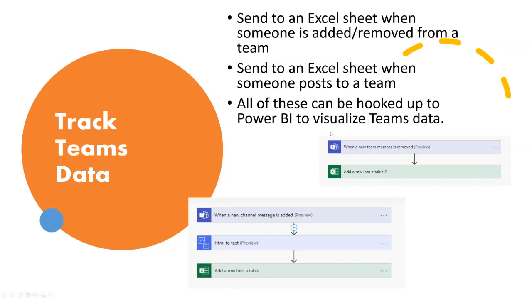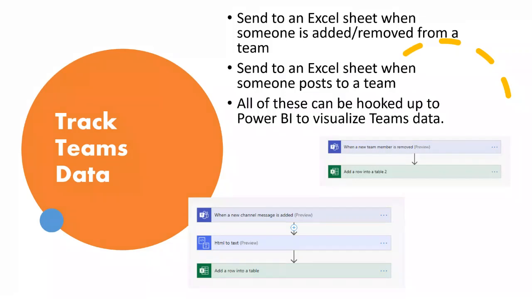But these Power Automates are super simple. For adding and removing, there is a Teams connector where when a new person is added to a team and when a new person is removed from a team, you can easily add that to a table in Excel, and that will dynamically update every time someone is removed or added. So you can be keeping track of that.